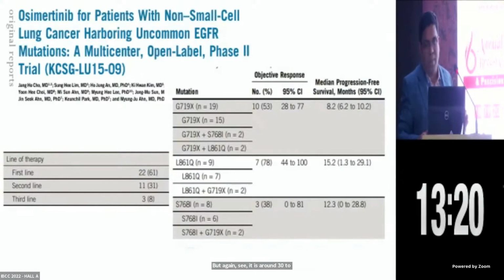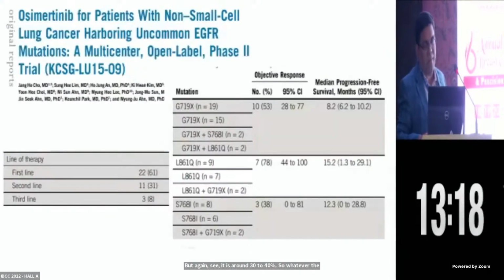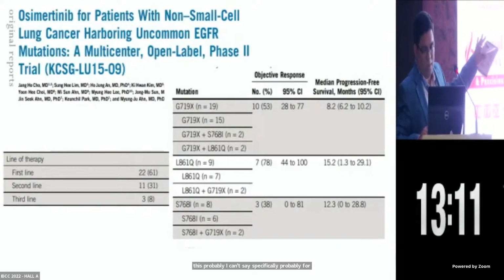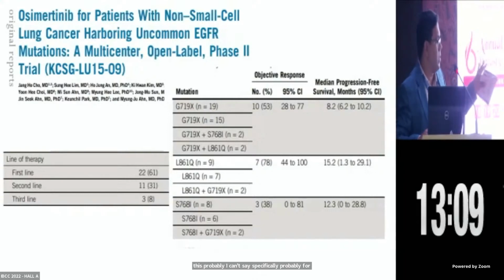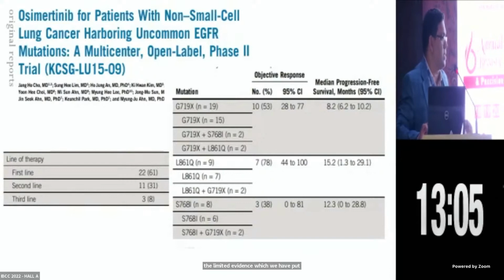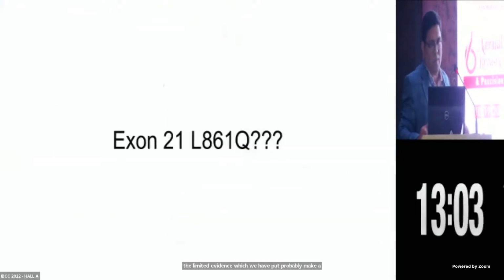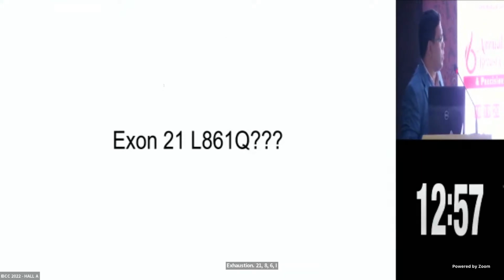So whatever the limited literature we have, I can't say specifically, but for this mutation, giving afatinib first on the limited evidence we have could probably make sense. And without wasting time, we'll go for the exon 21 861Q. Any thoughts? Do the options remain the same or do you want to change?